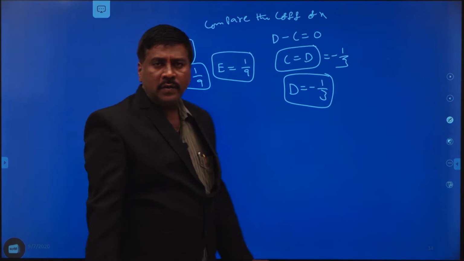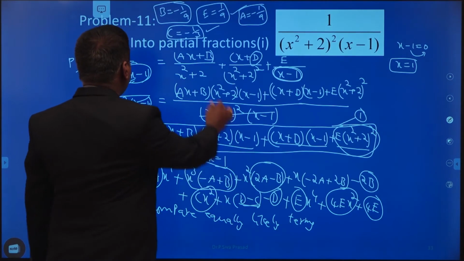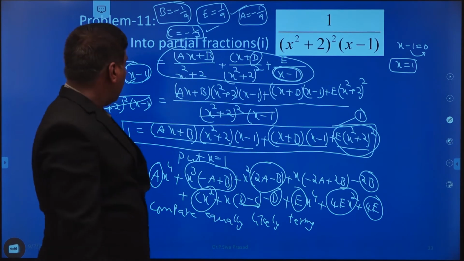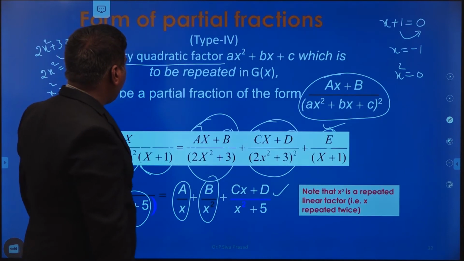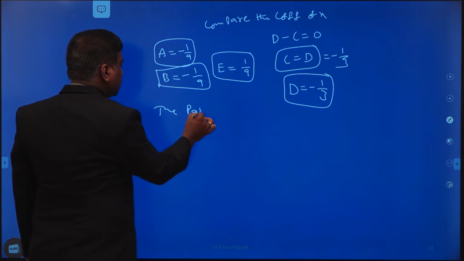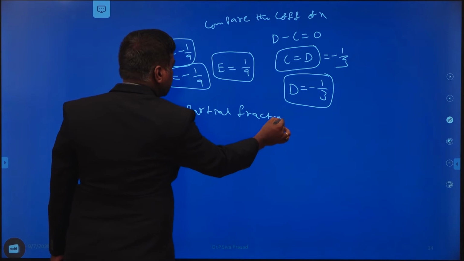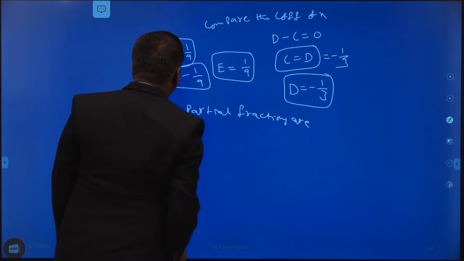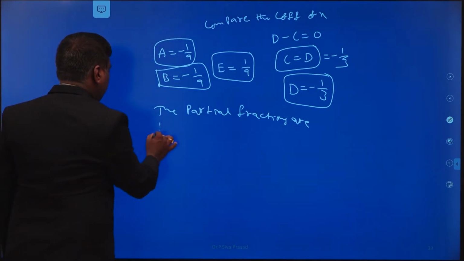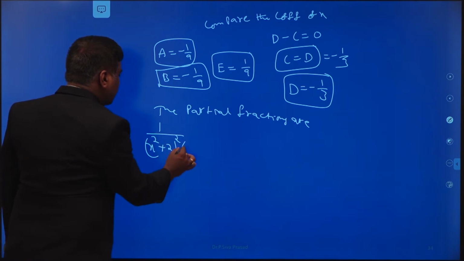Now, these values you have to substitute in the given problem. Whatever partial fractions you assumed, you have to substitute the values of A, B, C, D, E. Therefore, the partial fractions are, finally we conclude, 1 by (x square plus 2) whole square into (x minus 1).